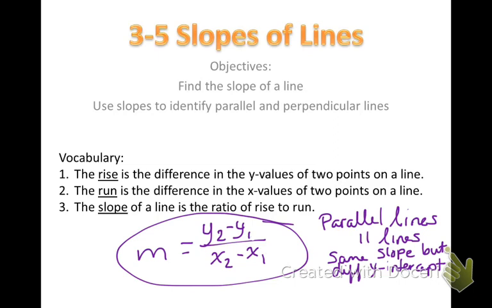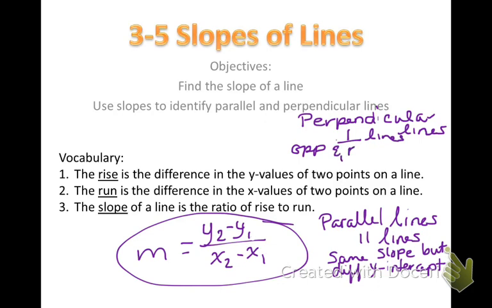And then you have what's called perpendicular lines. That would look like an upside down T in lines. They have opposite and reciprocal slopes. And you can have the same y-intercept if they want, or different ones, doesn't matter. It's mostly all about the slopes on perpendicular.